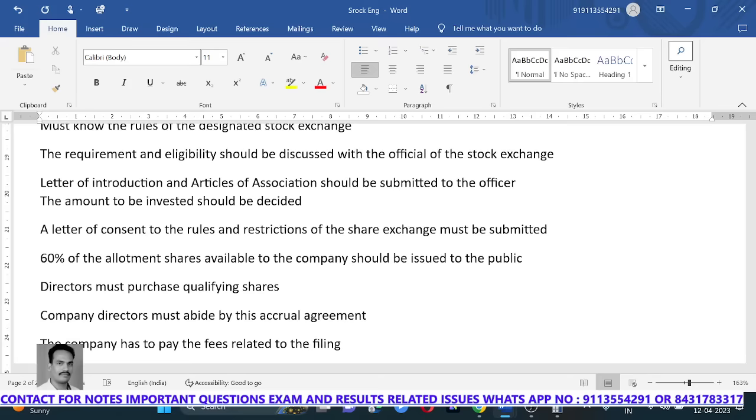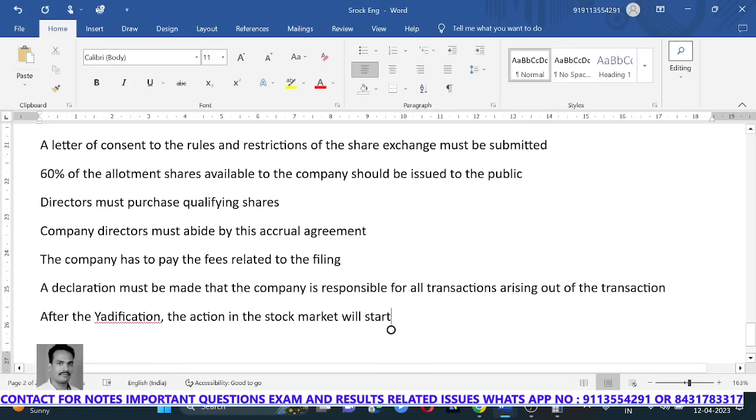Next step, 60% of the allotment shares available to the company should be issued to the public. They have to issue 60% of shares to the public. Directors must purchase qualifying shares. Director has to purchase qualifying shares. Company directors must abide by this accrual agreement. They have to sign the agreement.